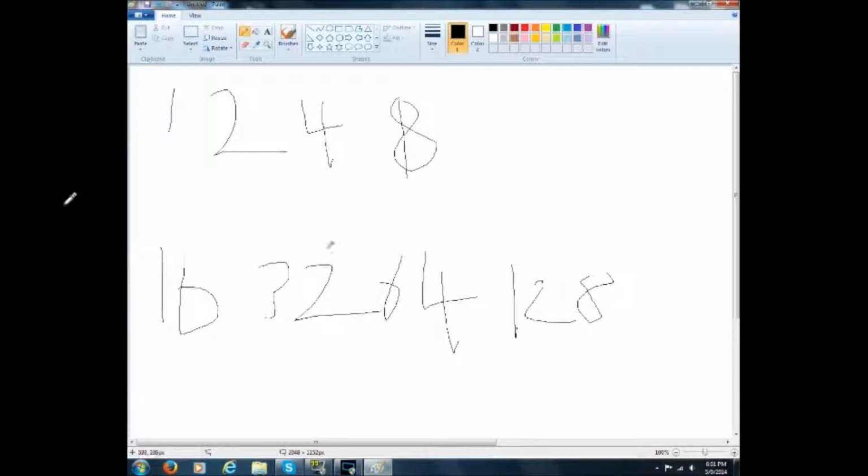128 being the last one. If you add all these together, you make 255, I think. Or 155, I can't remember which one it is. Yeah, it's 255.